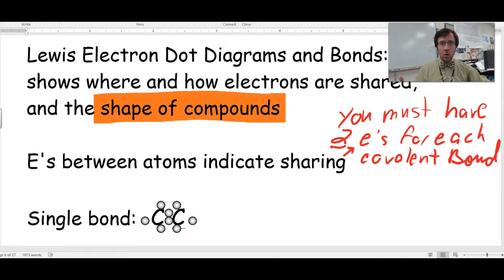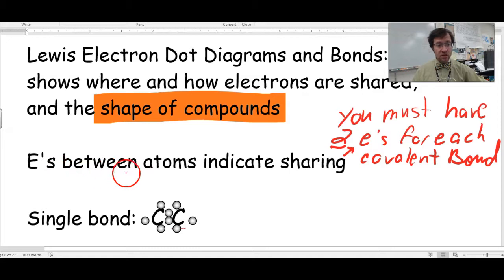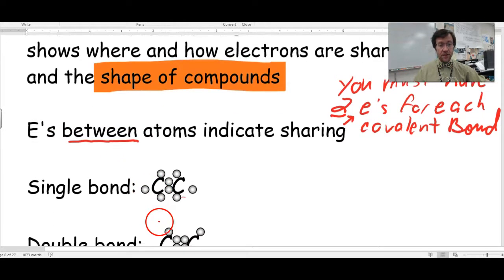The way that we show sharing is we put electrons between the atoms. So here is a carbon, and let's do red for this guy. 1, 2, 3, 4 for that guy, and let's do 1, 2, 3, 4 for that guy. So this one's carbon, this one's carbon. It's going to be like a nonpolar covalent bond. And to show it, we have one from the blue guy, one from the red guy, and we put them right in between. And that's how we draw that.